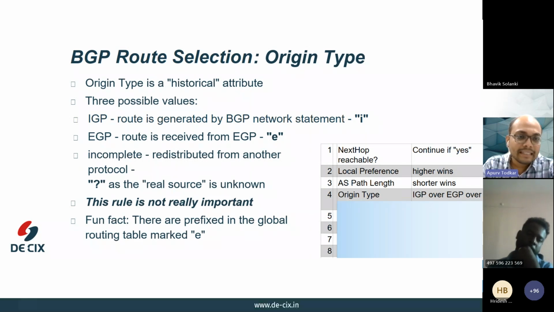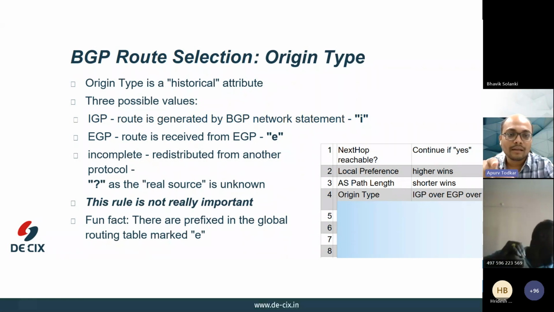Then we have the EGP. EGP is actually a predecessor to BGP and hasn't been used for more than 40 years now. So if you see an EGP value in the BGP table, it's a sign that something unusual is happening, and it's not a normal value for modern day networks.